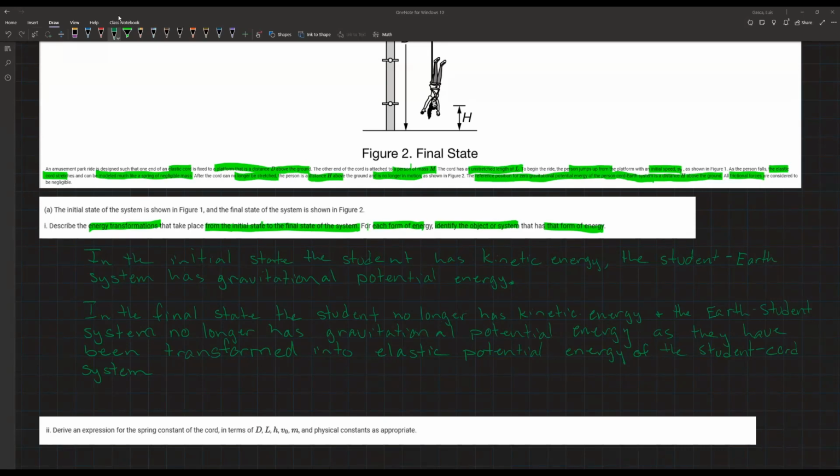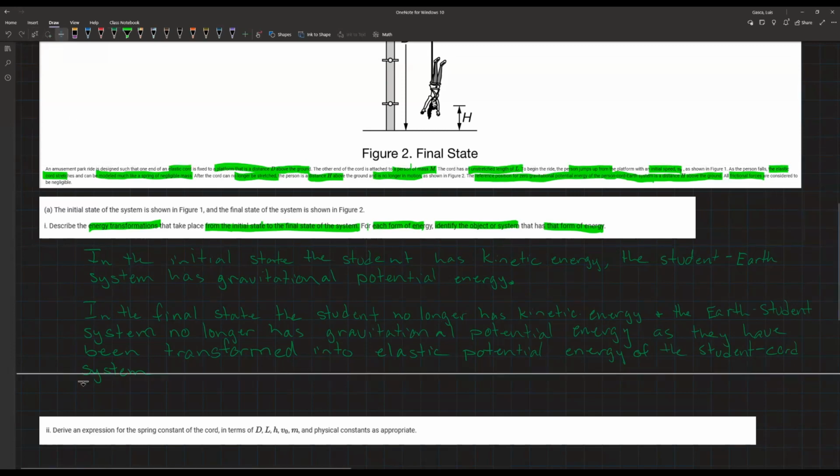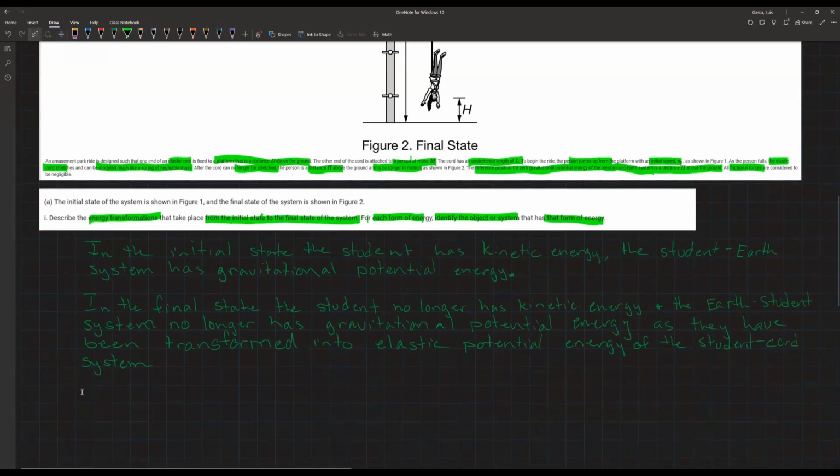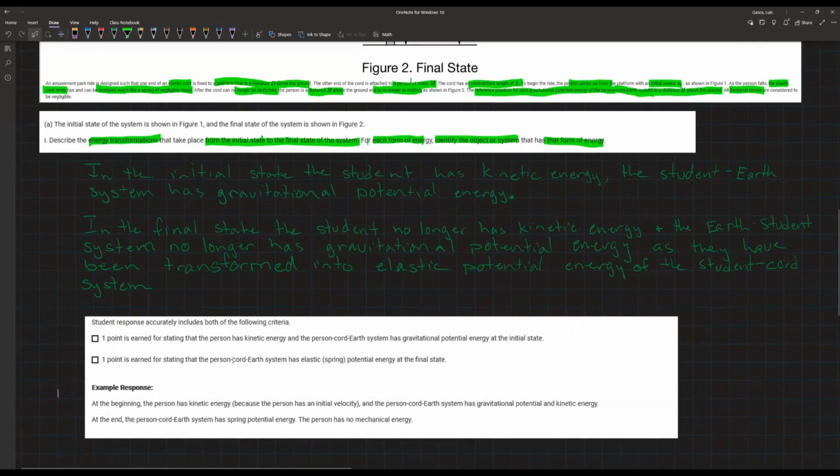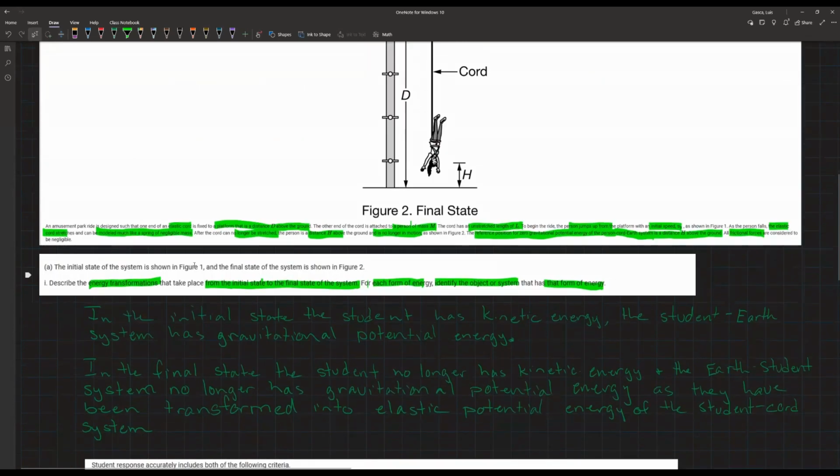Okay, no, I have the wrong one. Let's go ahead and see here. Okay, yeah. Oh, they even include the Earth as part of the system for the cord. I don't think that's that important. But let's see here. At the beginning, the person has kinetic energy because the person has velocity. Ooh, did we need to state why?